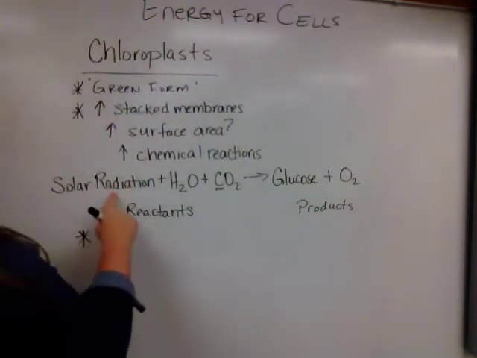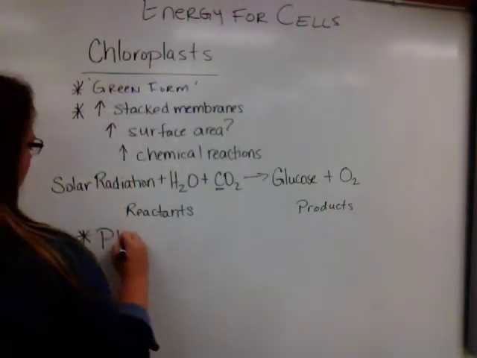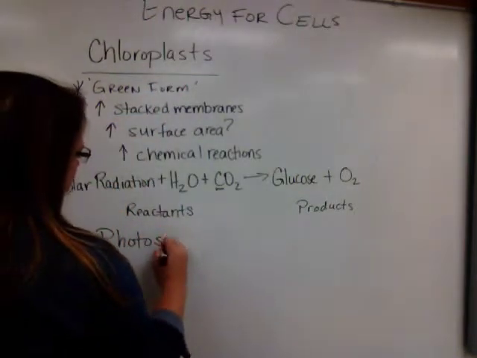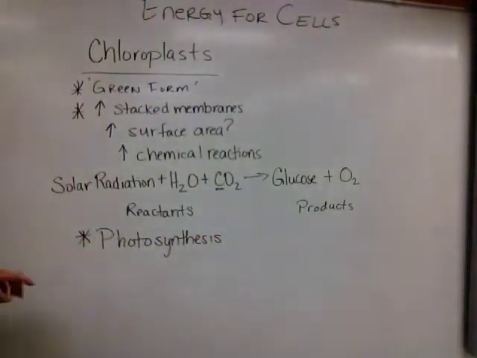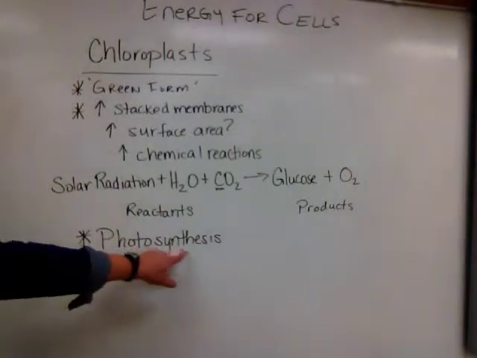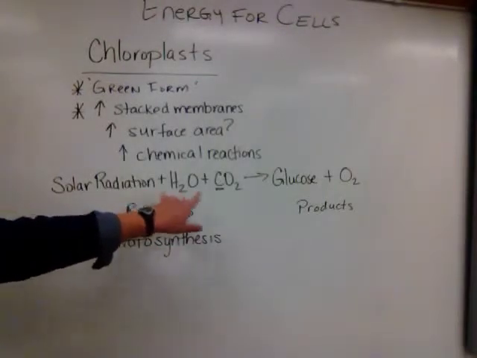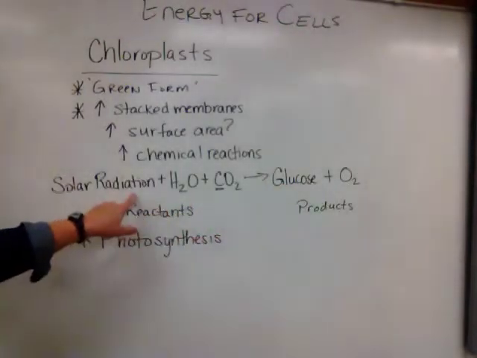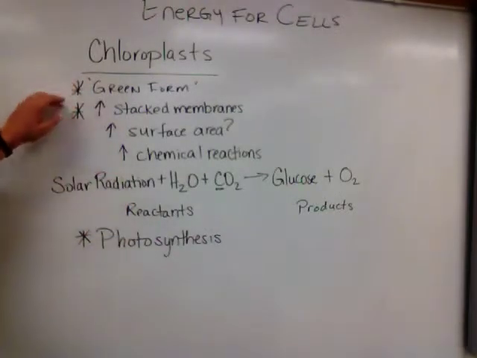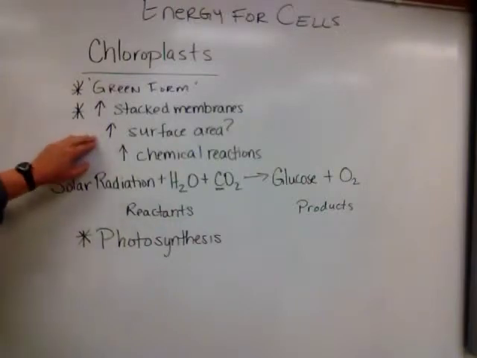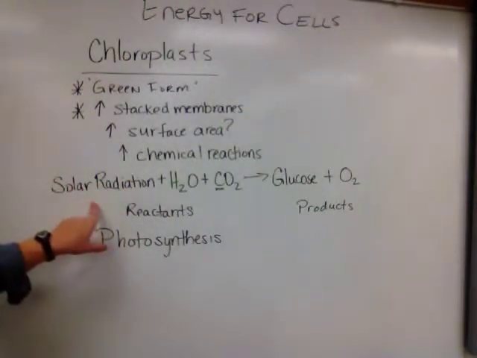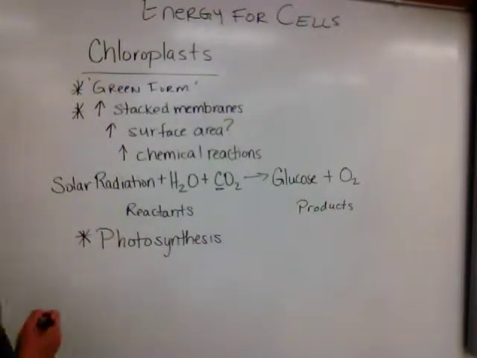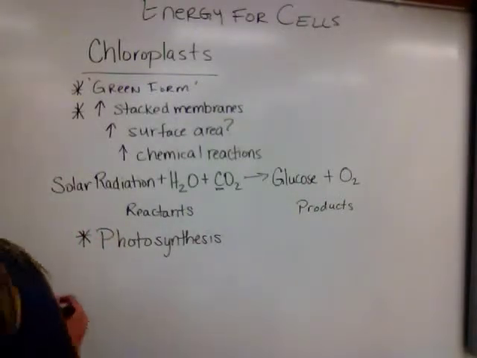So in the chloroplast, a famous reaction takes place, and it's called photosynthesis. Okay, so photosynthesis, making something with light, making something, which is glucose, with light. And remember, it's done because we have a high number of stacked membranes, large surface area for chemical reactions. What chemical reaction? Photosynthesis.